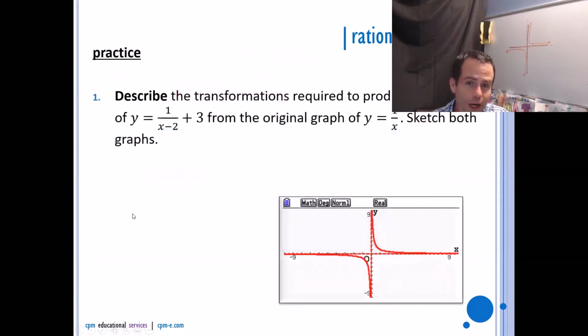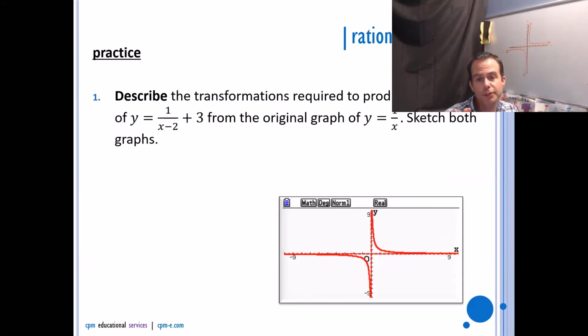So, describe the transformations required to produce the graph of y equals 1 over x minus 2 plus 3 from the original graph of y equals 1 over x. Sketch both graphs. Well, I've given you the original graph of y equals 1 over x already. Okay, and that was the one I drew up here.